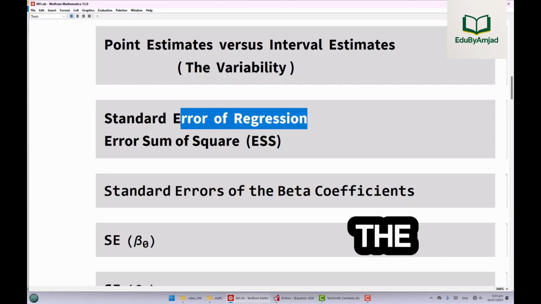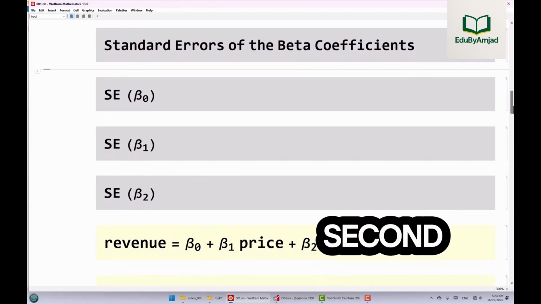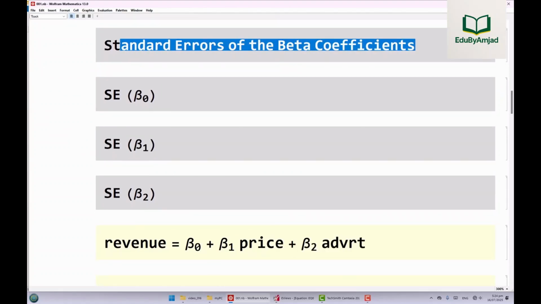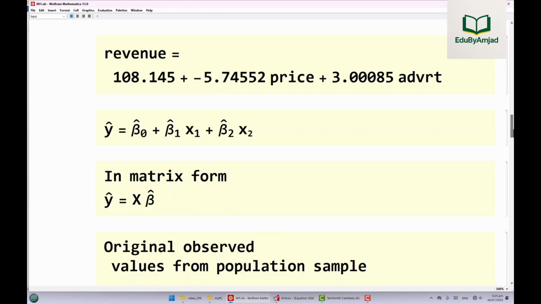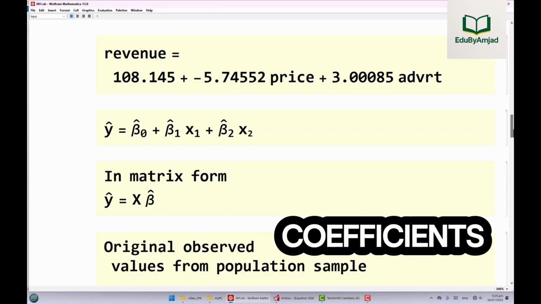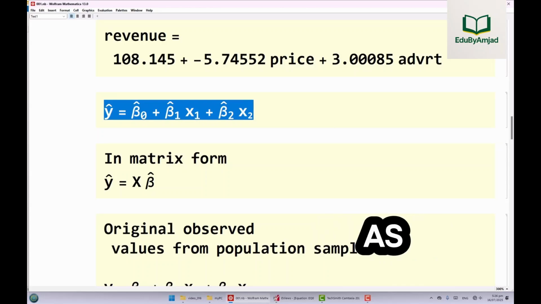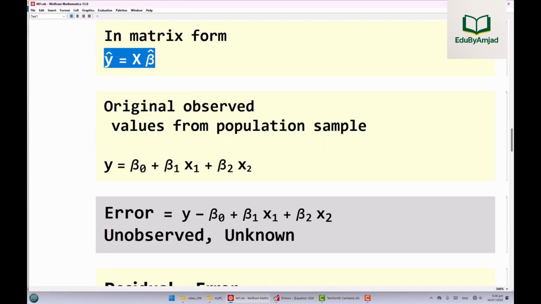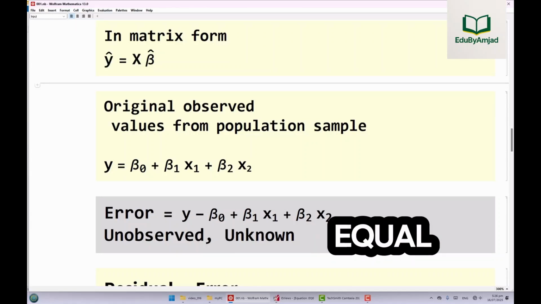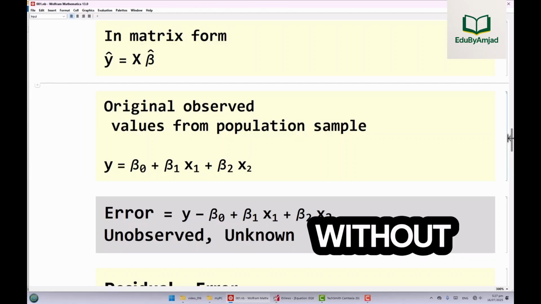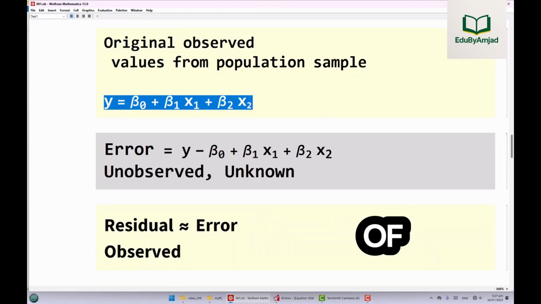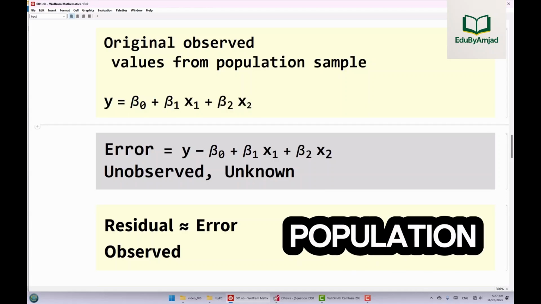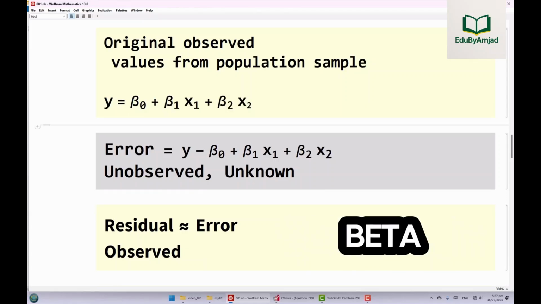First is known as the standard error of the regression, and the second is the standard errors of the beta coefficients. Have a look at the estimated regression equation. Estimated y values and the estimated beta coefficients are usually distinguished by putting hat over them, as shown here. In matrix form, y hat vector is equal to the x matrix multiplied with beta hat vector. The ones without hat are observed sample values drawn from the population. This is the representation of original observed y values in terms of original population beta coefficients. However, population beta coefficients are unknown.